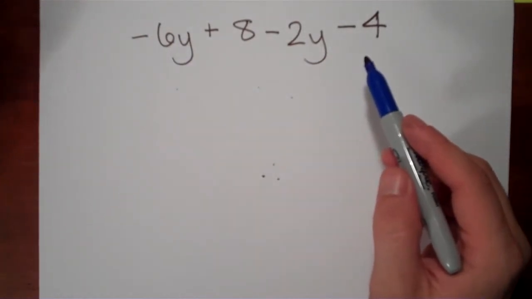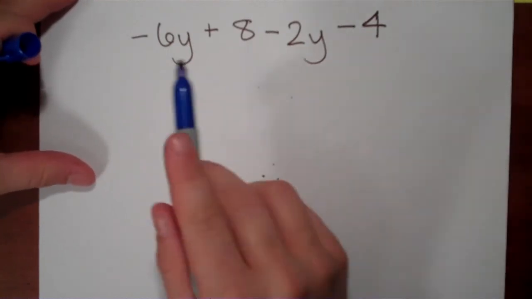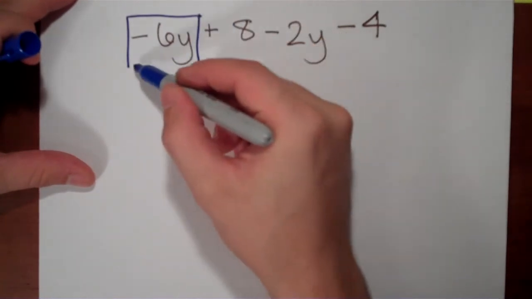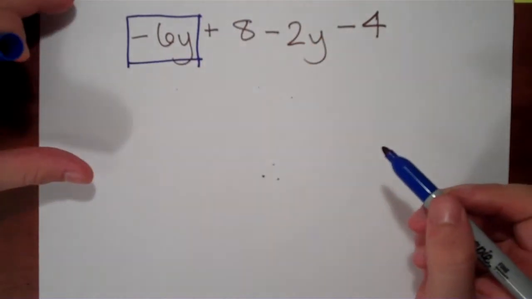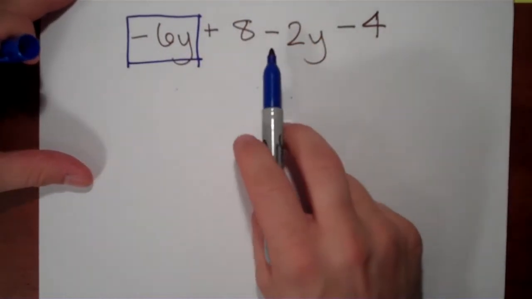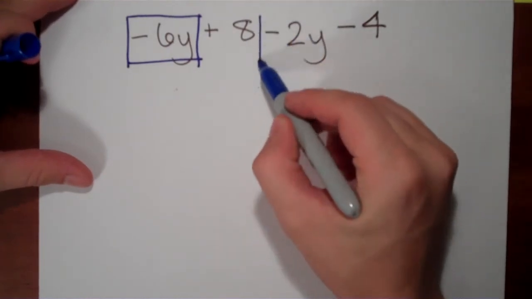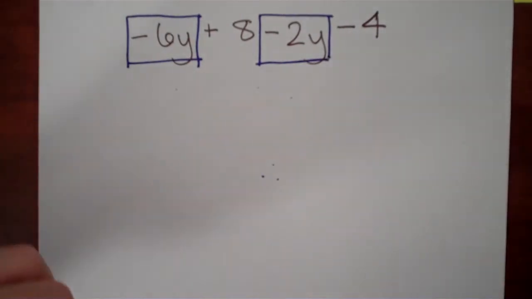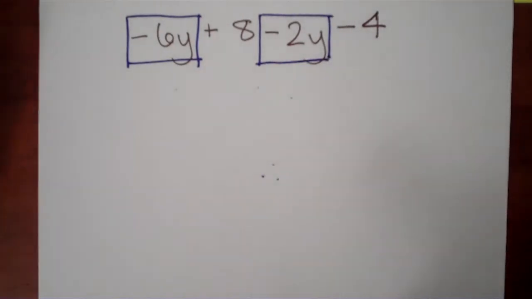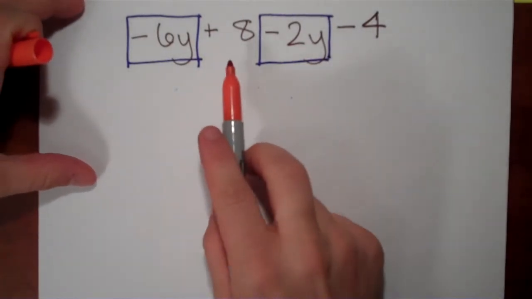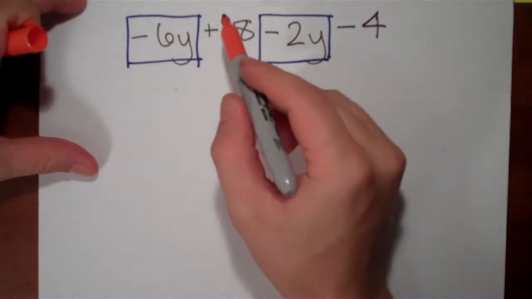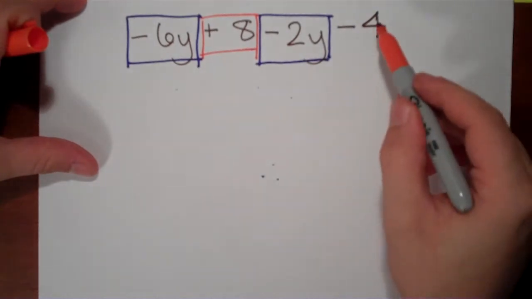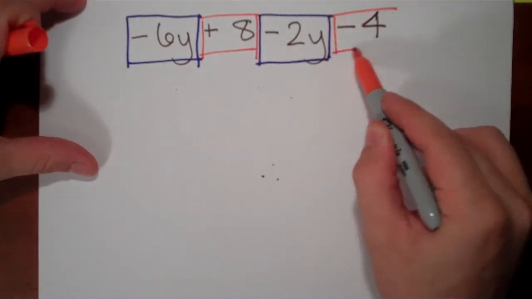So, let me go ahead and set these apart so that I know. This is a negative 6y. I'm going to draw a box around this. Negative 6y. And then here we're taking away another 2y. So I'm going to draw a box around this, the fact that we're subtracting 2y here. And then, what else do we have? We have a constant. We're adding 8 here, plus 8. And we're subtracting 4 here, minus 4.